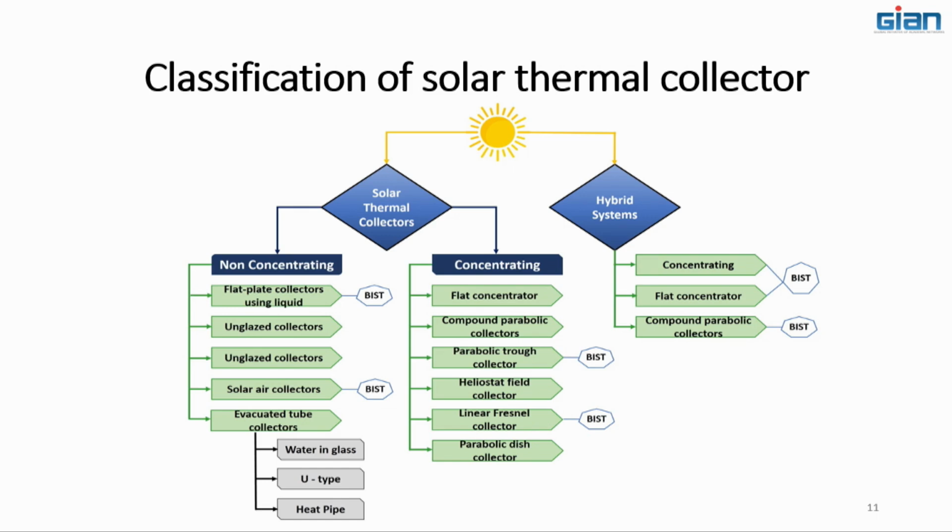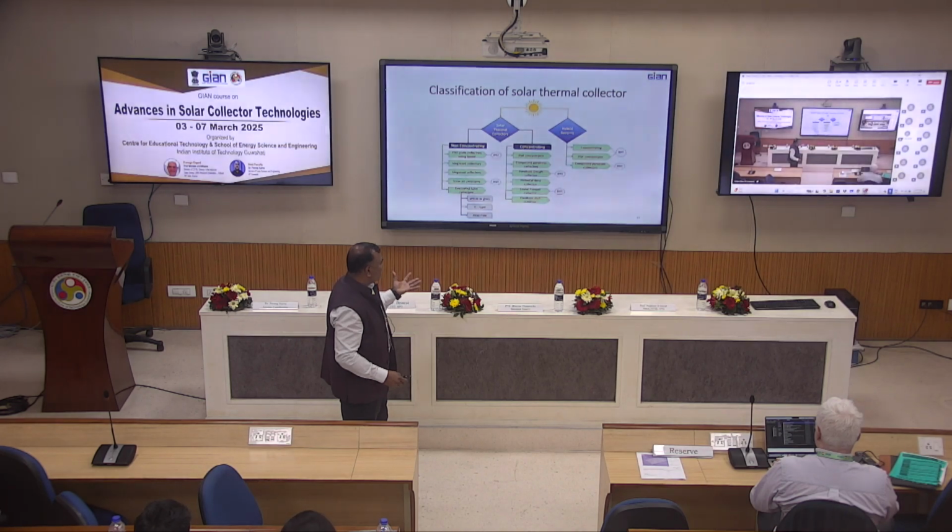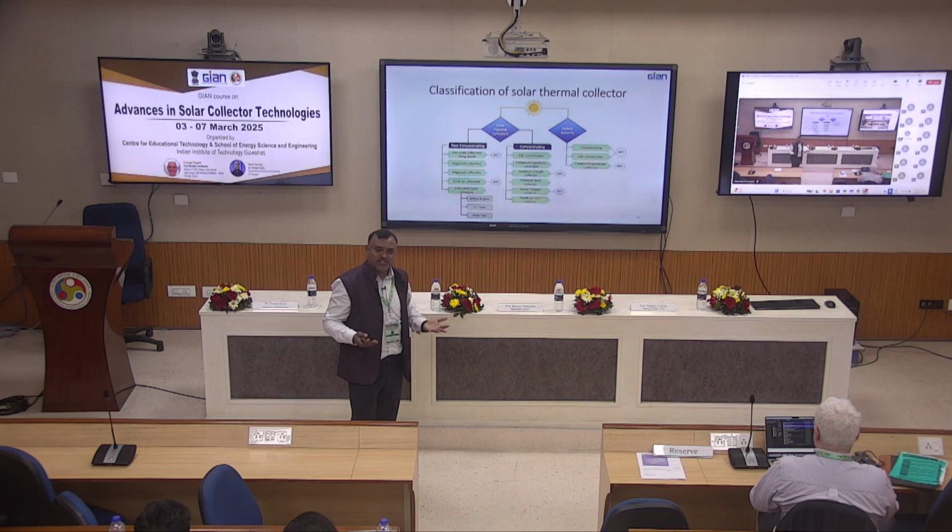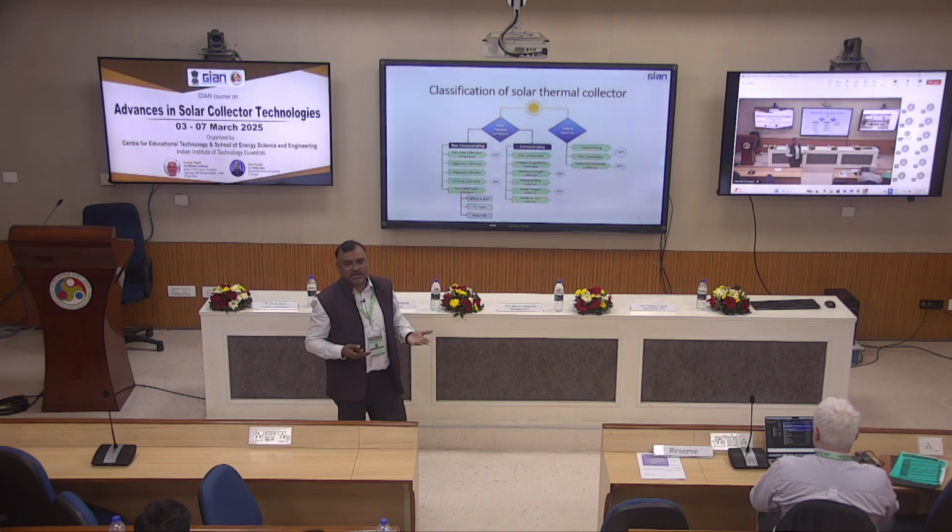And sometimes you can see some hybrid systems like a concentrating flat concentrator, or it may be compound parabolic collectors. So you can name it, but the basic concept is the same. You want solar radiation from the sun and you need to convert it to thermal energy. Okay. Sometimes we can use this technology for electrical energy production as well, but its conversion efficiency is low.